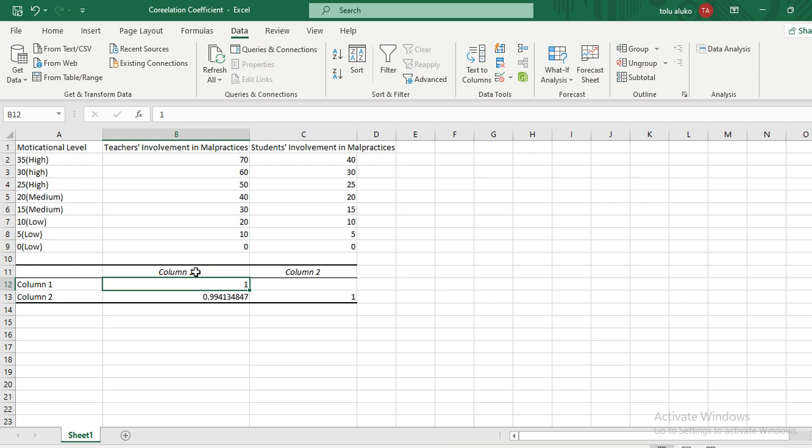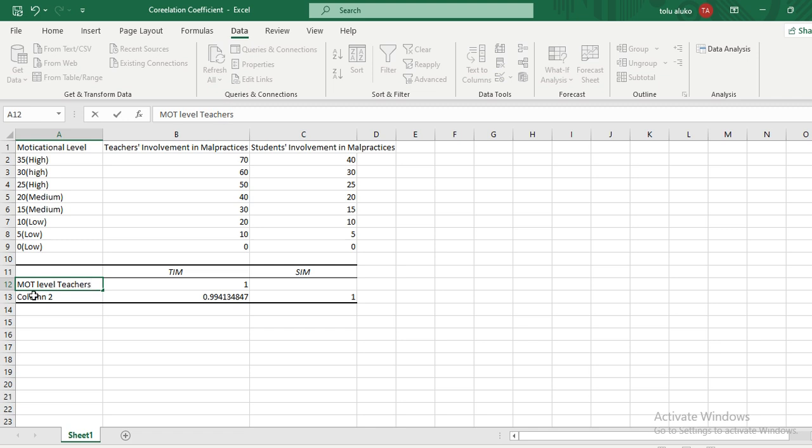So I can call this one TIM, call this one SIM, call this one motivational level for teachers, mood level for teachers, and mood level for students. Sorry, for students.